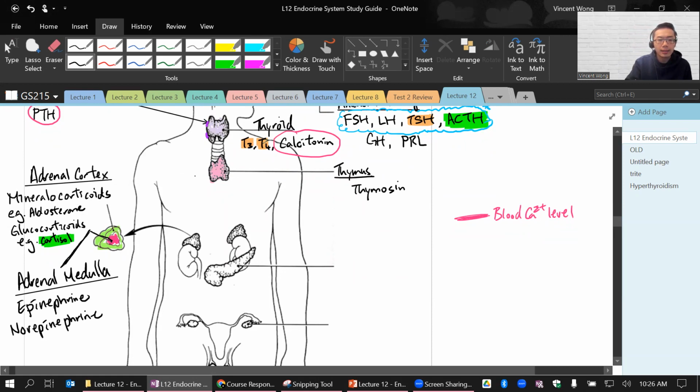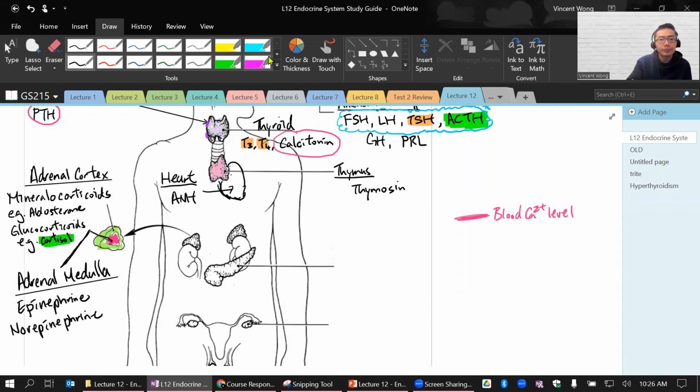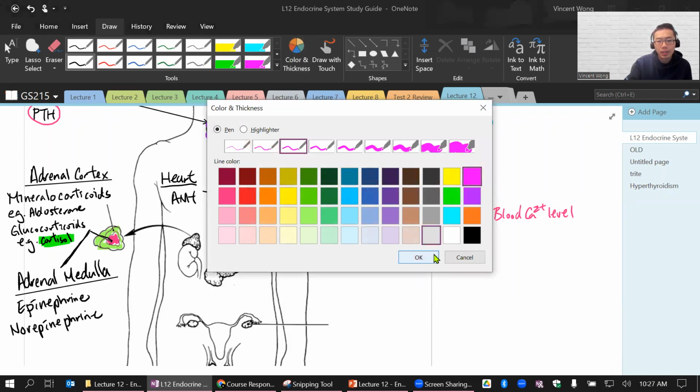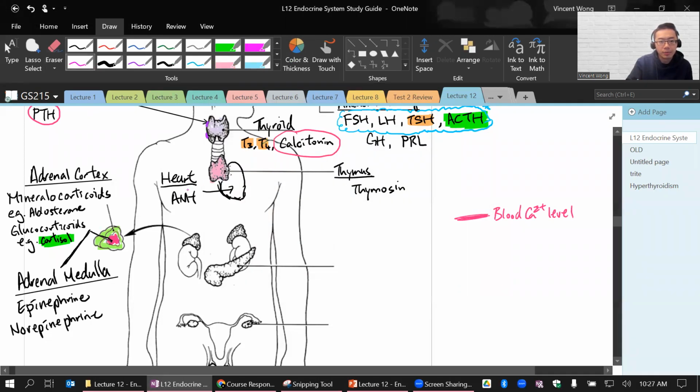Now I am just gonna add the heart here, and the heart is slightly to the left. Just gonna put the heart here. And we learned that the heart releases ANH. I know it's a lot of colors and you might be running out, but like I said, you can fix this up later. So the aldosterone and ANH, that's for blood sodium level.